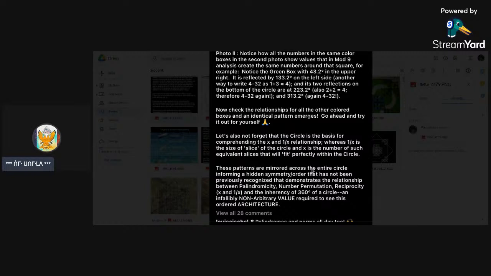These patterns are mirrored across the entire circle, forming a hidden symmetry or order that has not been previously recognized, that demonstrates the relationship between palindromosity, number permutation, reciprocity (x and 1 over x), and the inherency of 360 degrees of a circle, and infallibly, an arbitrary value, a non-arbitrary value, required to see this ordered architecture. Order, the underlying order.